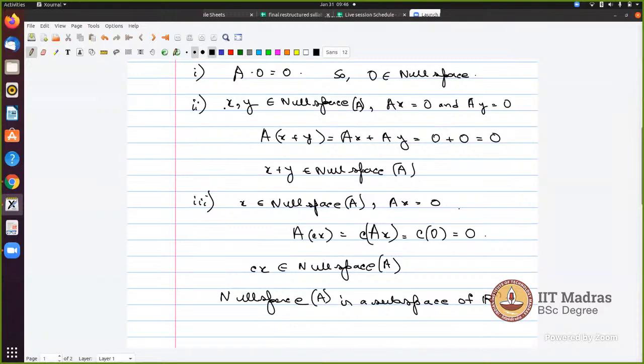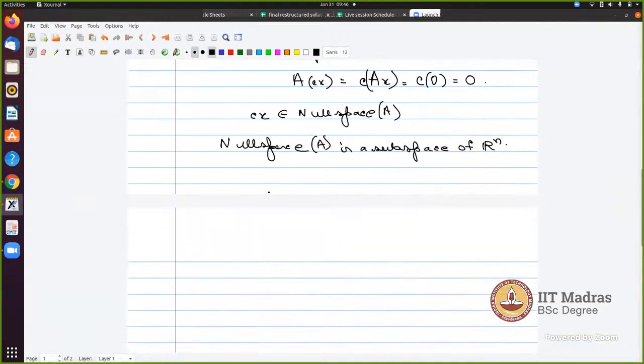Okay, sir. Thank you. So as this is a vector subspace, then we can talk about the dimension of the vector subspace or basis of the null space. The cardinality of the basis is basically the dimension of null space, and the dimension of null space is nothing but the nullity of A.